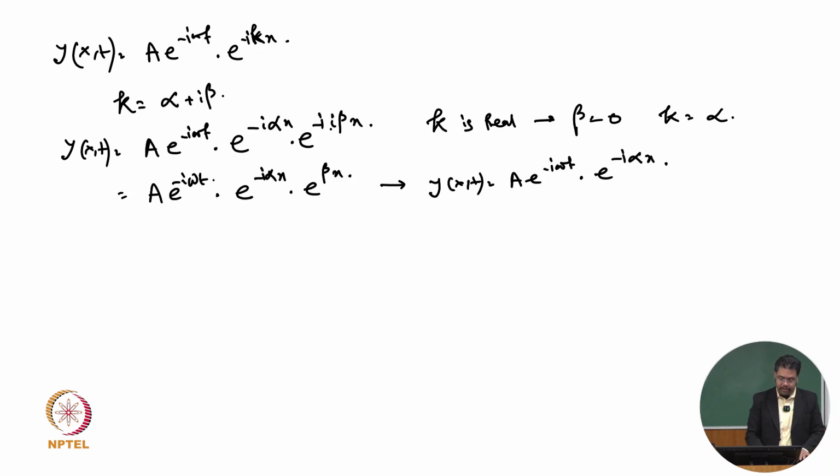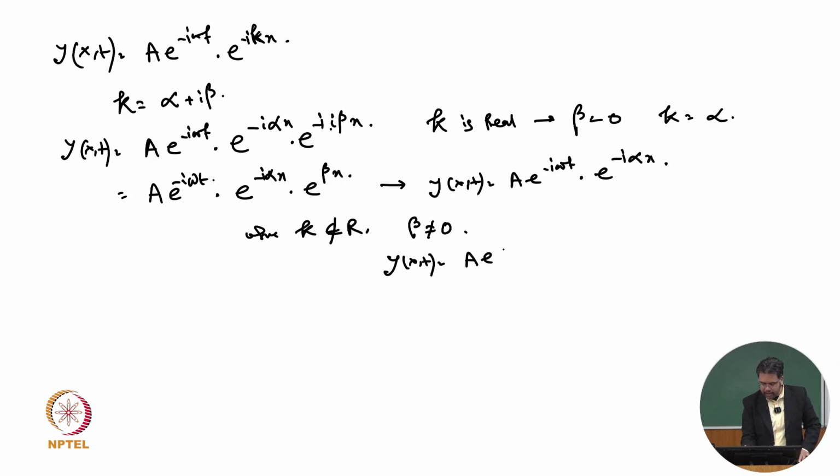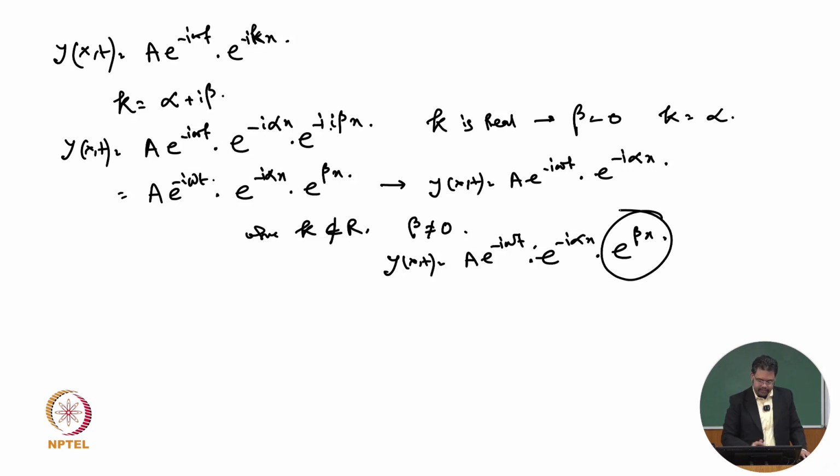But when k does not belong to real, then what? Then we can see that beta is not equal to 0, and we are getting y of x comma t equal to e to the power of i omega t into e to the power of minus i alpha x into e to the power of beta x. Now what is that term beta x? Now let's try to see and understand the full matter.